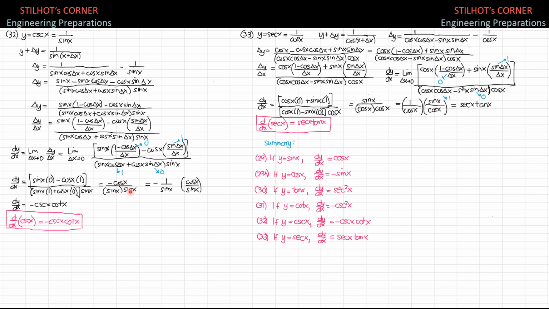And we rewrite it into negative 1 over sine x, this one, and quantity cosine x over sine x. 1 over sine x is cosecant x, cosine x over sine x is cotangent x, so the derivative dy dx is negative cosecant x cotangent x. The derivative of cosecant x, therefore, is negative cosecant x cotangent x, which you must memorize again.